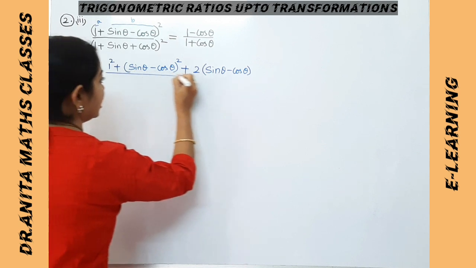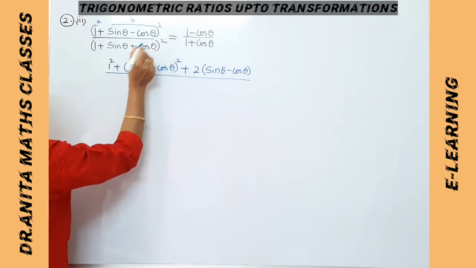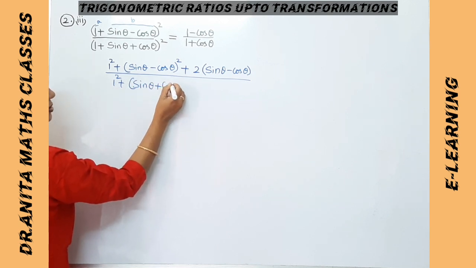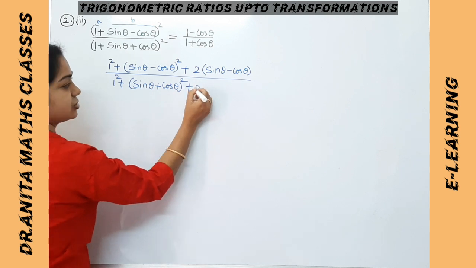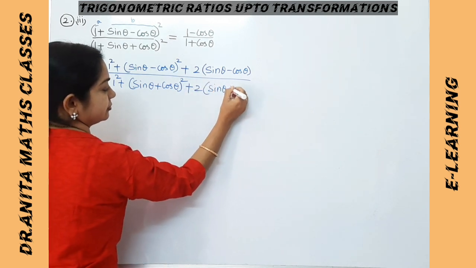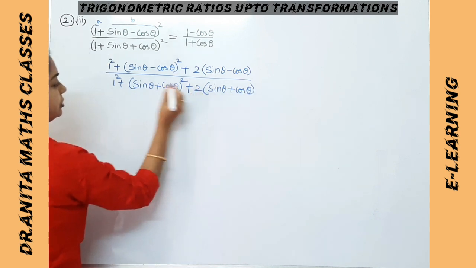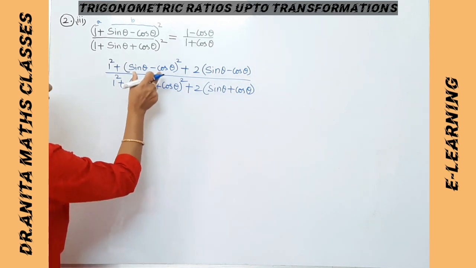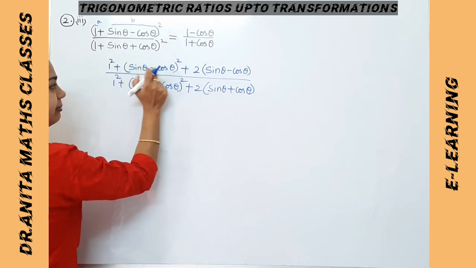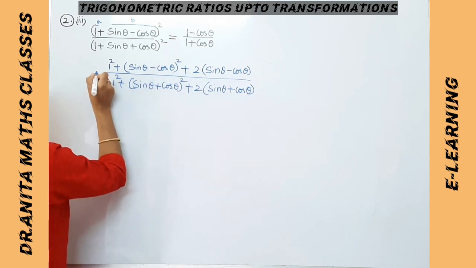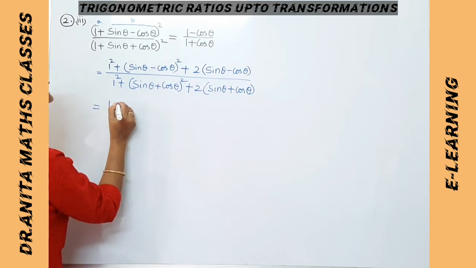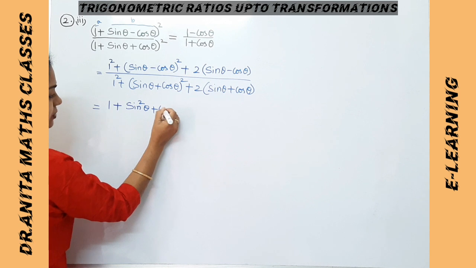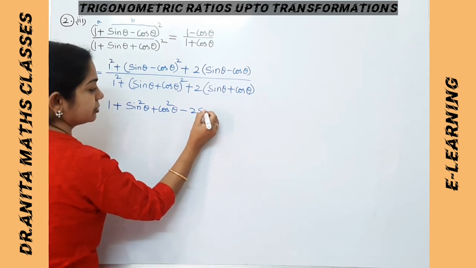Similarly, I'll do it in the denominator part, A plus B whole square. So A square plus B square, sin theta plus cos theta whole square, plus 2AB, which is 2 into A is 1, B is sin theta plus cos theta. Now here, I'll expand again. Let me consider A minus B whole square, and A plus B whole square. That we will expand in the next one. 1 square is 1. So here B square, that is sin square, plus cos square, minus 2AB.